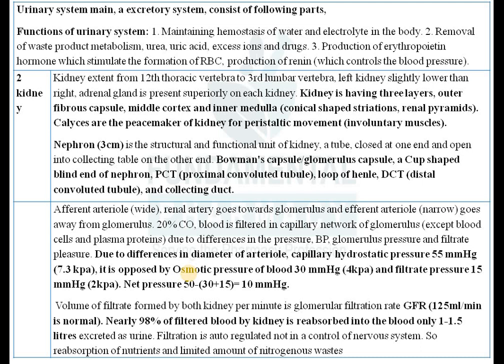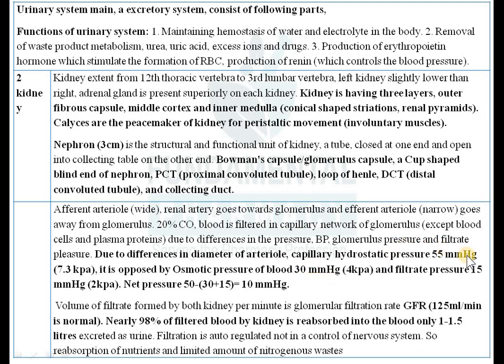So due to difference in the diameter of afferent arteriole and efferent arteriole, there is generation of hydrostatic pressure, which is 55 mm of Hg. So there is hydrostatic pressure over there, 55 mm of Hg. Now this hydrostatic pressure is opposed by osmotic pressure of blood. Okay, osmotic pressure of blood is nothing but the 30 mm of Hg.